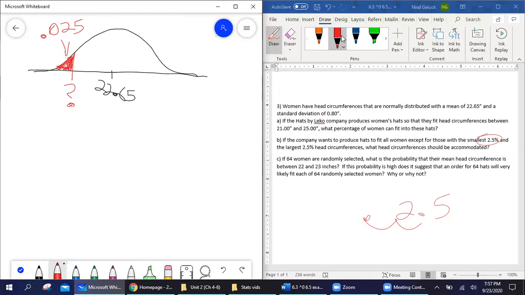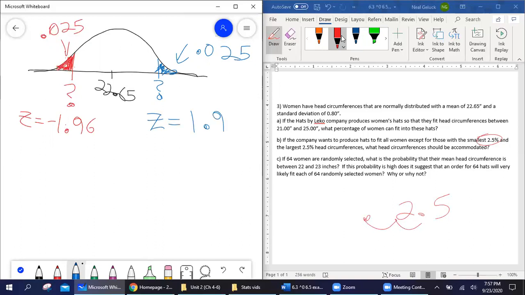If you do that, you should find that the z-score that has an area left of 0.025, the z-score is negative 1.96. Now, what's beneficial here is that the largest 2.5%, that means the area over here would also be 0.025. Since the curve is symmetric, I know that z-score would just have to be the positive 1.96.